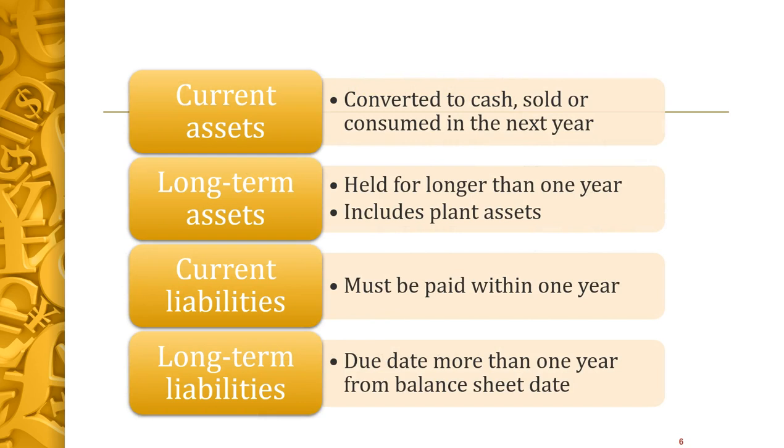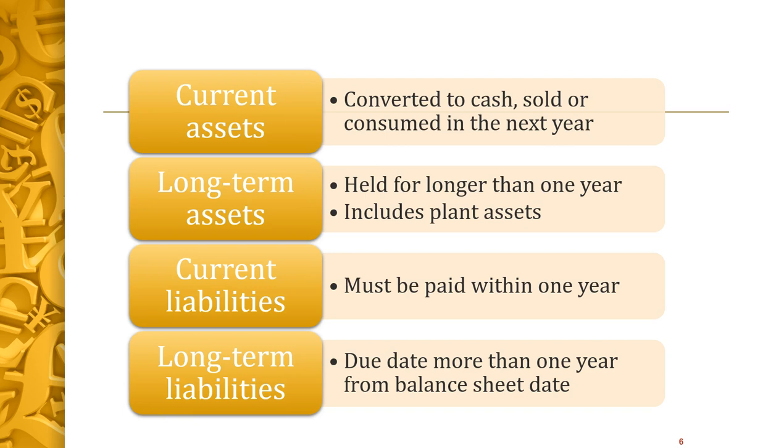Now, we do a classified balance sheet, which means we have to segregate current assets from long-term assets. Current assets are anything that can be converted to cash or consumed within the next year. Anything that's held longer than that would be long-term, and the same goes for liabilities.